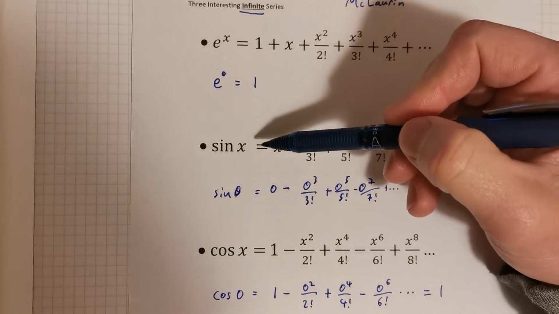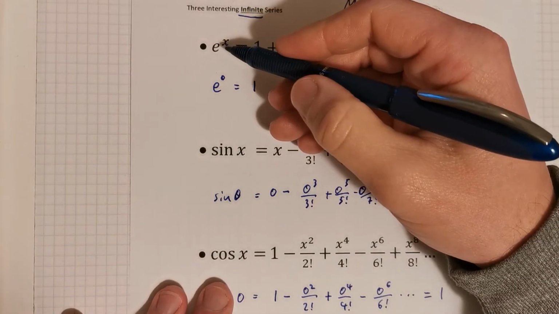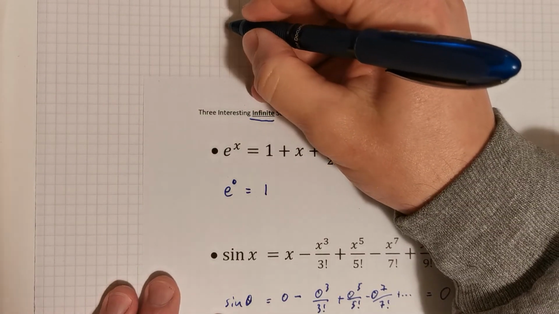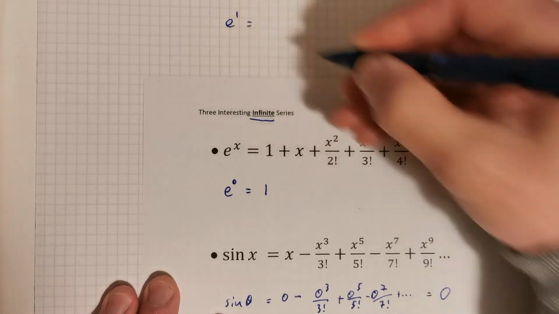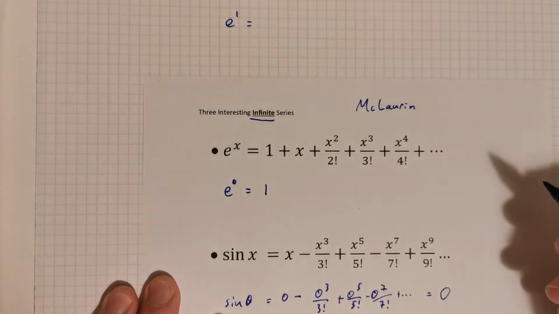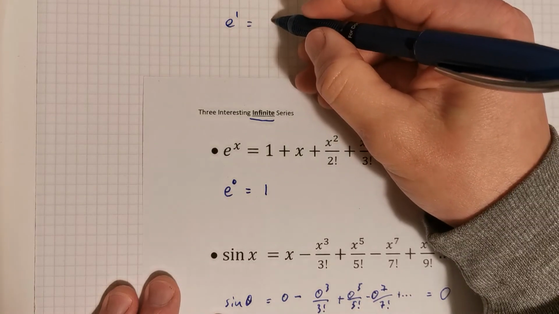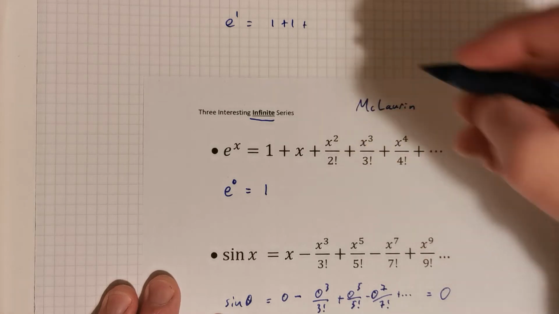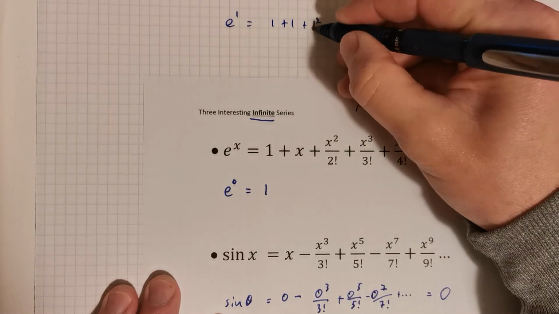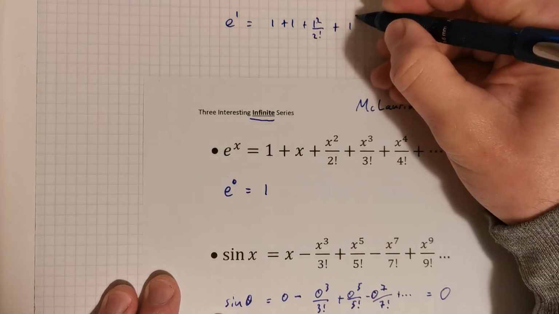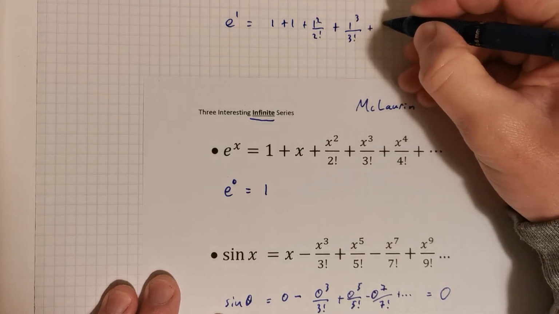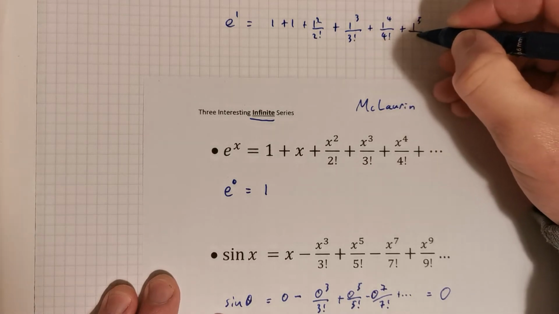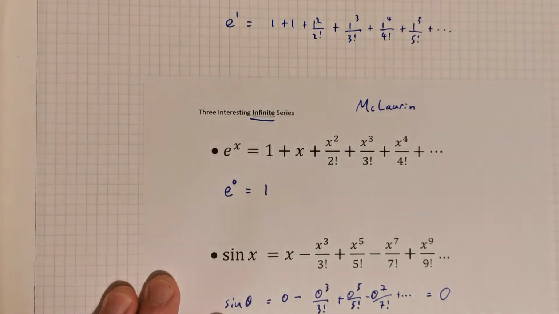No matter what value of x, this should be true. So if we think about e to the power of 1, let me write this out. Using my Maclaurin series for e to the power of x, what we would get is 1 plus 1 plus 1 squared over 2 factorial plus 1 cubed over 3 factorial plus 1 to the power of 4 over 4 factorial plus 1 to the power of 5 over 5 factorial, and so on forever and ever.